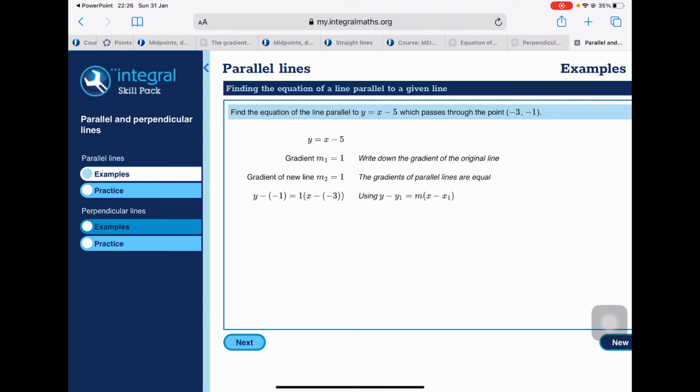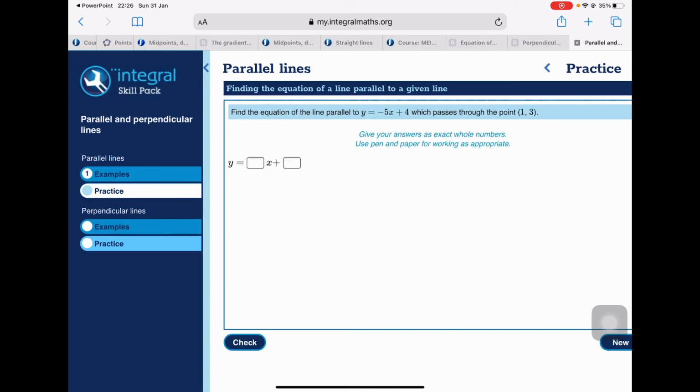So using this equation, we substitute those points, and rearranging, we get an equation in the form of y equals mx plus c. So have a go at these practice questions.